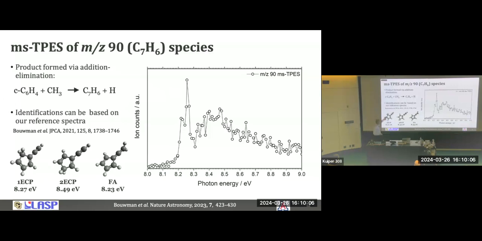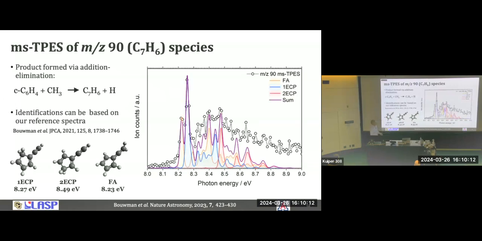But based on these spectra that we got from the other publication and their Franck-Condon simulations, we could really figure out which are the isomers that contribute to this photoionization spectrum. So we know exactly what this intermediate is, the benzyl radical, but we also know that we formed these 3 products from our reaction.